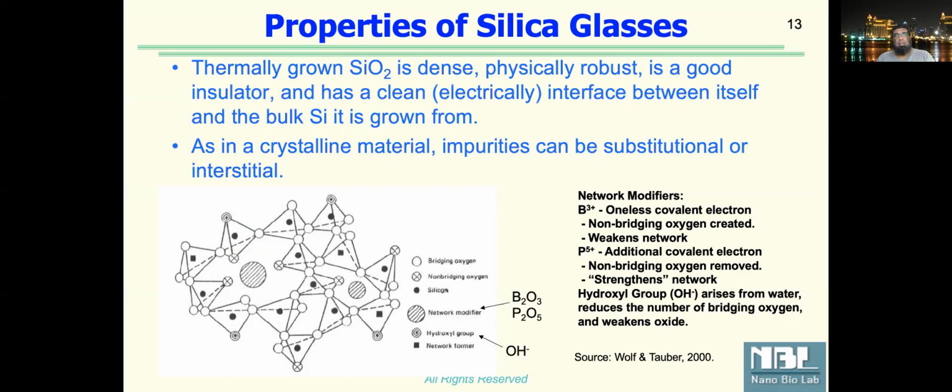So that's what our recipe would define: do we need many bridging oxygen molecules, do we need non-bridging ones, or do we want hydroxyl groups? If you have a hydroxyl group, a number of hydrogen atoms will be reacting with oxygen. As a result, a number of oxidant species will be non-bridging, and that will weaken the oxide.